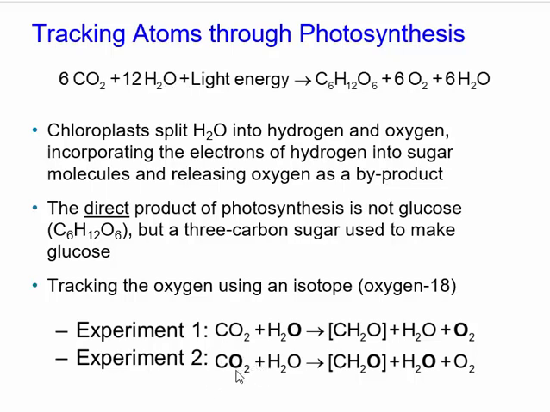It's like, well, let's put heavy oxygen in CO2. Where does it end up? It ends up in the sugars that we're making, and some in this water here, the water that's produced.